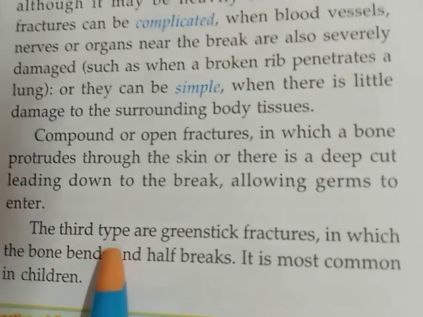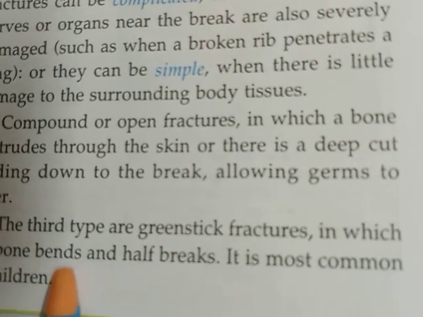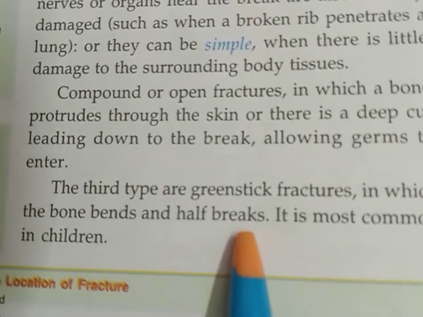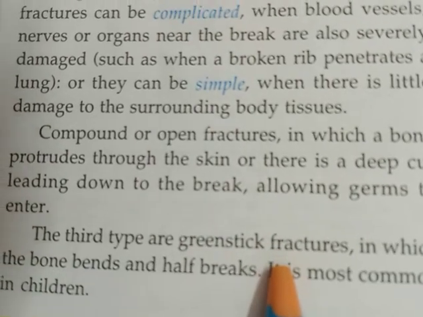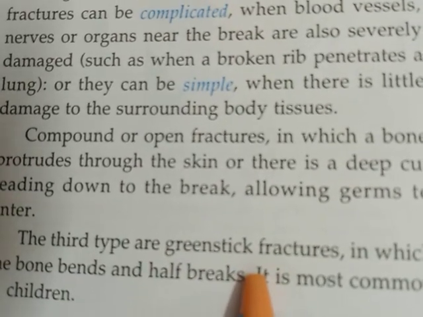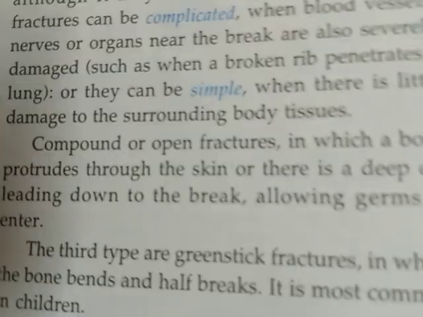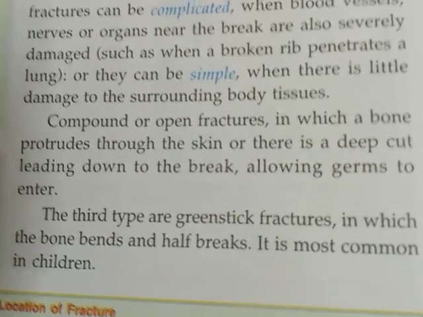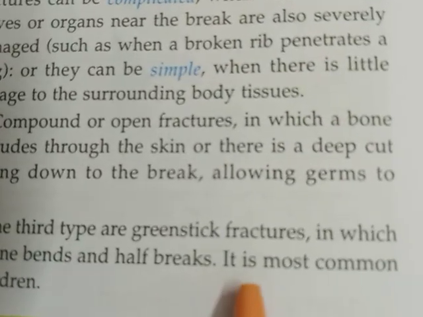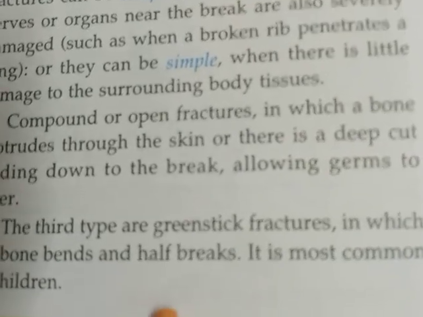The third type are the Greenstick fractures, in which the bone bends and half breaks. Greenstick fractures. This is the third type of fracture. What happens in the Greenstick fracture, children? The bone bends and half breaks. The full bone is not broken. Only half of the bone is broken. It is most common in children.